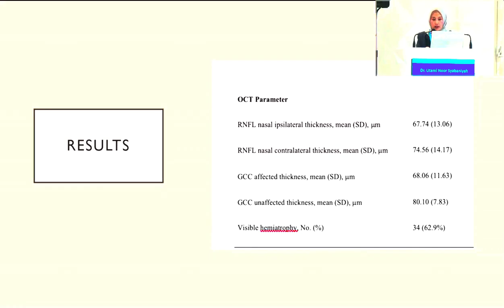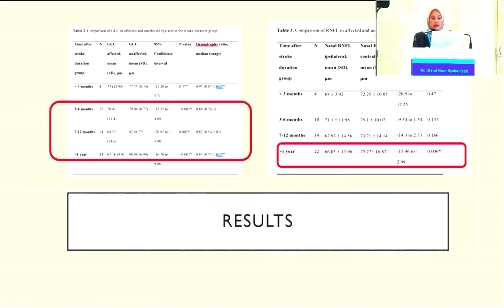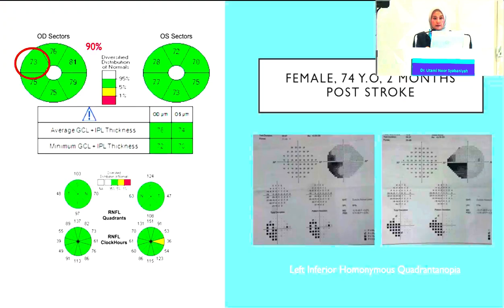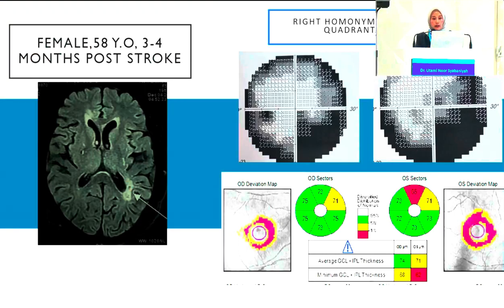And our finding shows that around 63% of stroke patients with visual field defect showing visible hemiatrophy. And this GCC thinning was more significantly seen in the patients with longer post-stroke duration. And we also found correlation between sectoral GCC thinning and the visual field defect. Here we present some of the cases of the GCC thinning with corresponding field defect in stroke patients.